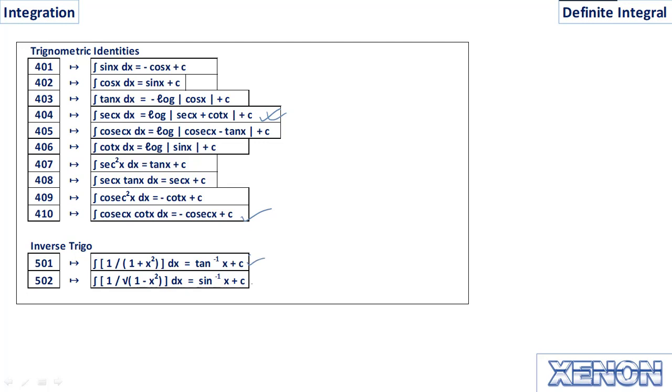Similarly, we know the differentiation of sin inverse x equals 1 upon square root of 1 minus x square. So, the integration of 1 upon square root of 1 minus x square will be sin inverse x plus c.